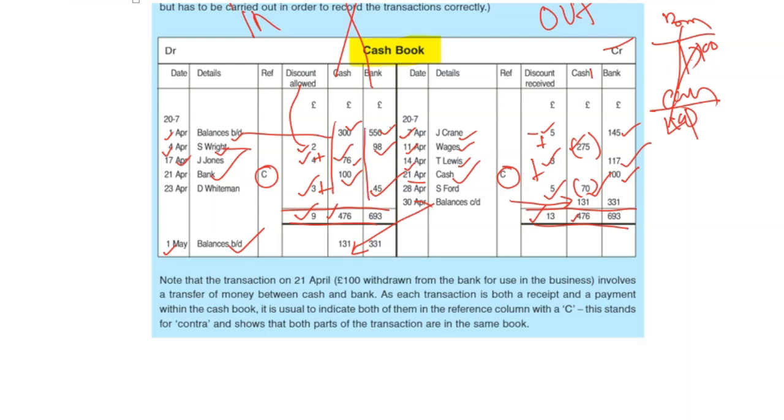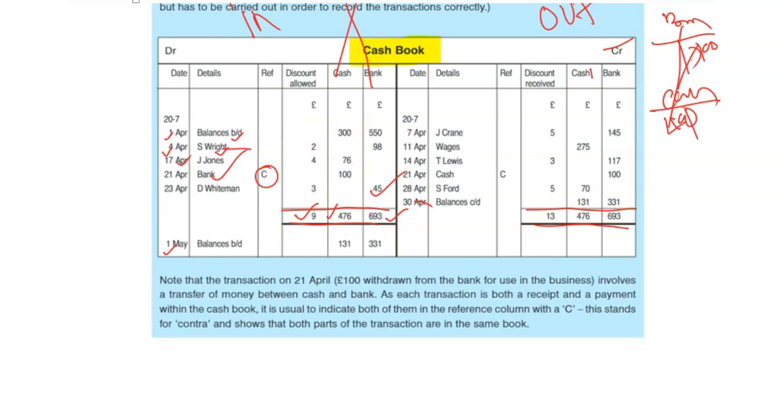Same thing you do for bank. You add all the items here, 3 items, 550, 98, 45, that gives you 693. You write on the other side 693, take away 145 and 1,700. You're left with 331. That becomes balance c/d, and c/d becomes balance b/d on the opposite side next month. That means in your bank you have positive money available. What if your credit side total of the bank is bigger? That means you have a bank overdraft. Remember, cash can never be minus. It can be 0, but it can never be minus.